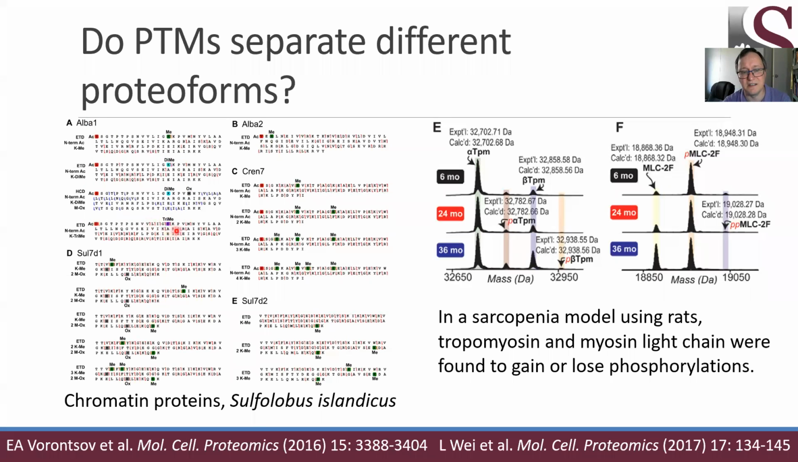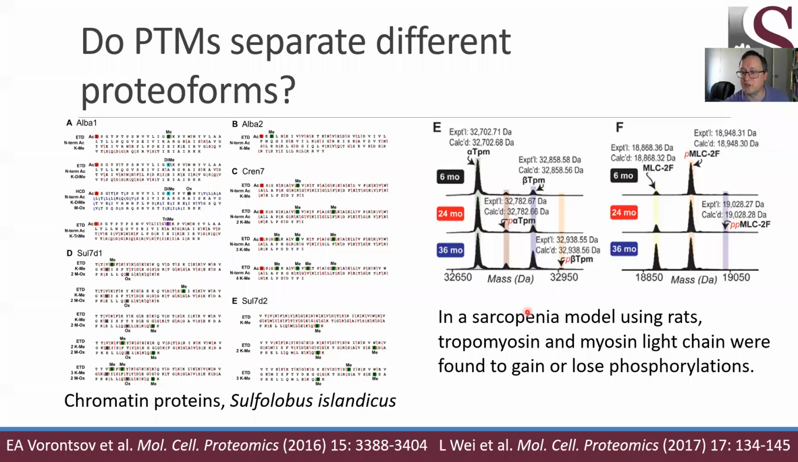But in some cases, the same residue may be found in more than two, in this case three, different modification states: singly methylated, dimethylated, trimethylated. We see that methylation is a pretty common regulator, in fact, on many of these different proteoforms. So certainly, different proteoforms may be observed that are differentiable on the basis of PTMs.